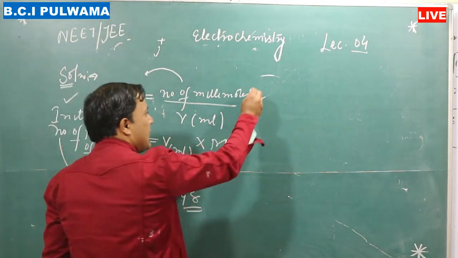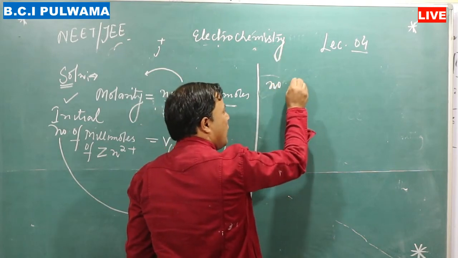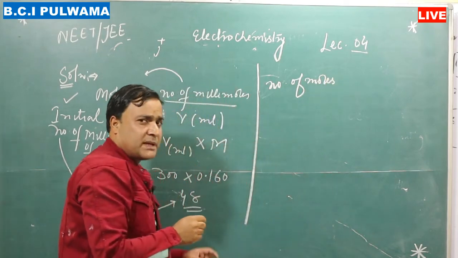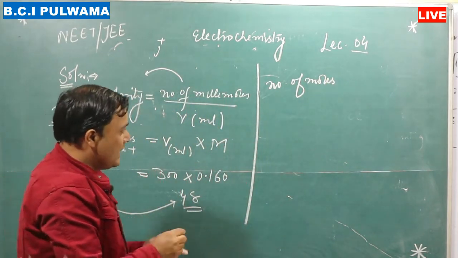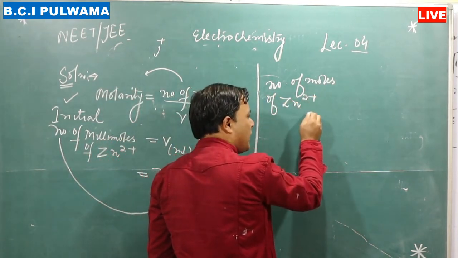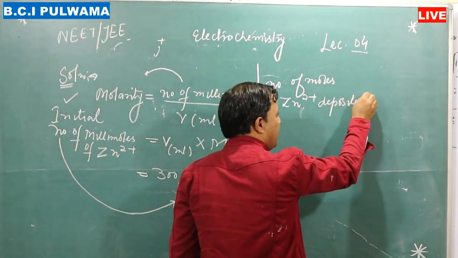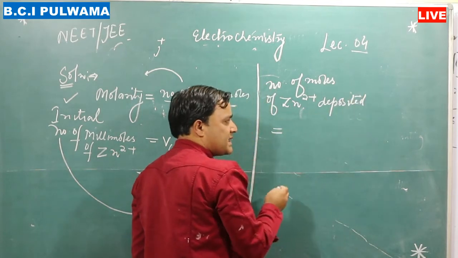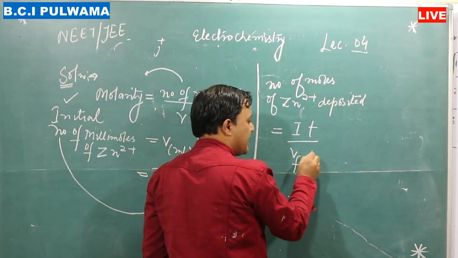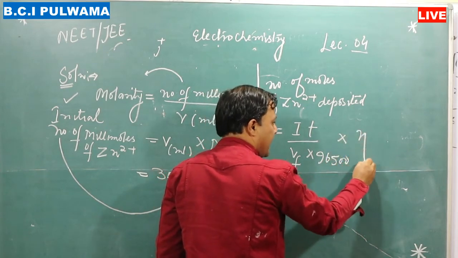Using the formula for the mass of substance deposited, we find the number of moles. So the number of moles of Zn2+ ions deposited will be equal to IT divided by the valency factor multiplied by 96500, multiplied by efficiency.